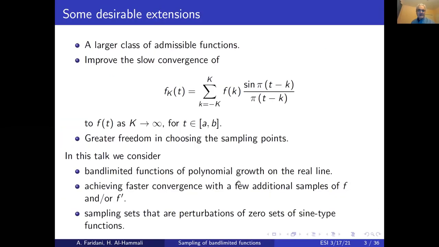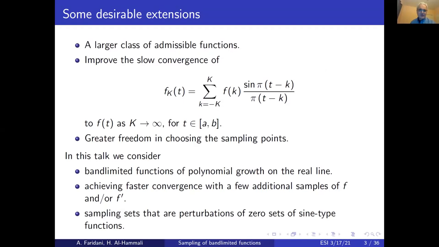So we had in mind some desirable extensions. First, a larger class of admissible functions than just Paley-Wiener functions. Second, the cardinal series is numerically hardly used because people say it converges slowly if f doesn't decay very fast, which makes it unpractical. And I'll show an experiment later to illustrate this problem.